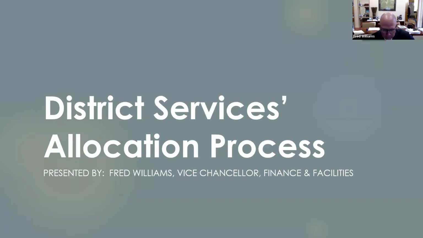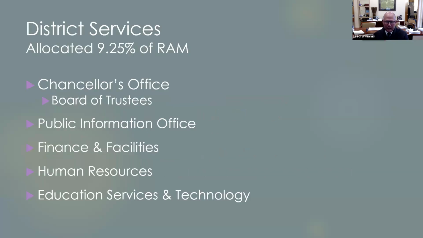Thank you, Stephen. And I'm Fred Williams. I don't think I introduced myself, but I'm the Vice Chancellor of Finance and Facilities. So I'll briefly explain how the district services allocation is done. So we mentioned when we were looking at the overall RAM that district services is allocated about 9.25% of the RAM. So whatever the campus earns, then 9.25 goes to district services.